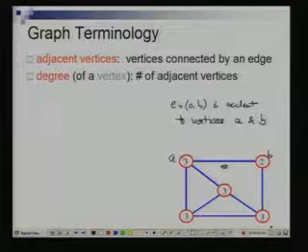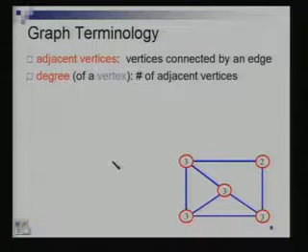So, the degree of a vertex can also be defined as the number of edges which are incident to that vertex, right. There are 3 edges which are incident to this vertex. So, the degree of this vertex is 3, right. These are equivalent ways of saying the same thing. Great.